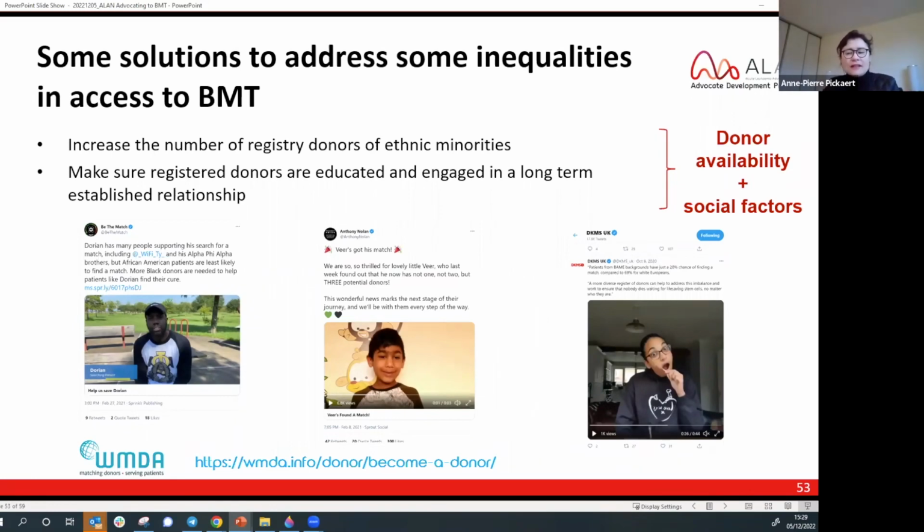And you see on the slide there's a link from the World Marrow Donor Association, and that will give you access. You can go there and see which bone marrow registry is closest to you and which one you can promote and advocate for, so that people actually register.